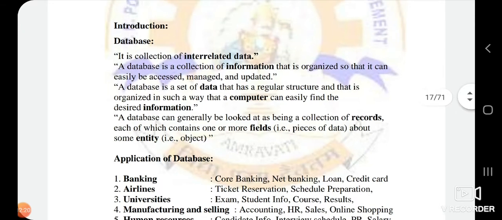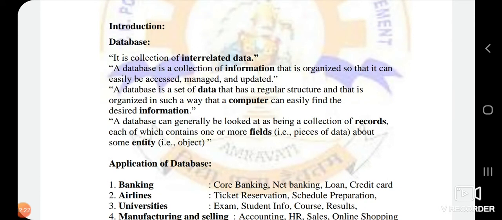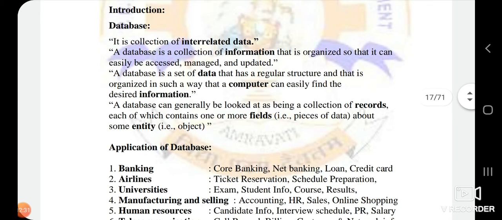So what is basically a database? It is a collection of interrelated data. It is a collection of information that is organized so that it can be easily accessed, managed, and updated. It is a set of data that has regular structure and that is organized in such a way that a computer can easily find the desired information. A database can be generally looked at as being a collection of records, each of which contains one or more fields, that is pieces of data about some entity.